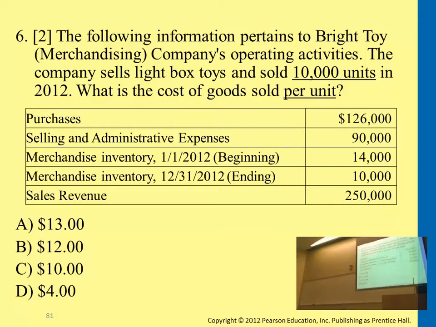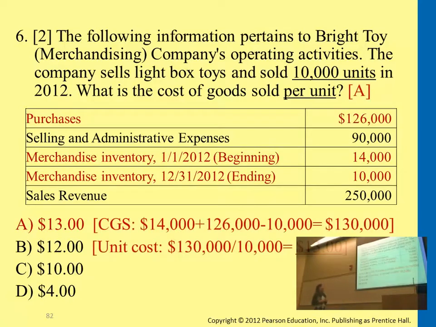We will start from beginning inventory, 14,000, and new purchases, 126,000, and then what do we do next? Subtract the ending inventory, 10,000. Okay, so how much is cost of goods sold? 130, and that's the total amount. The question is asking you per unit, right? So then you divide that by the total units sold or the total units produced, 10,000 units. Each of them, cost of goods sold is $13.